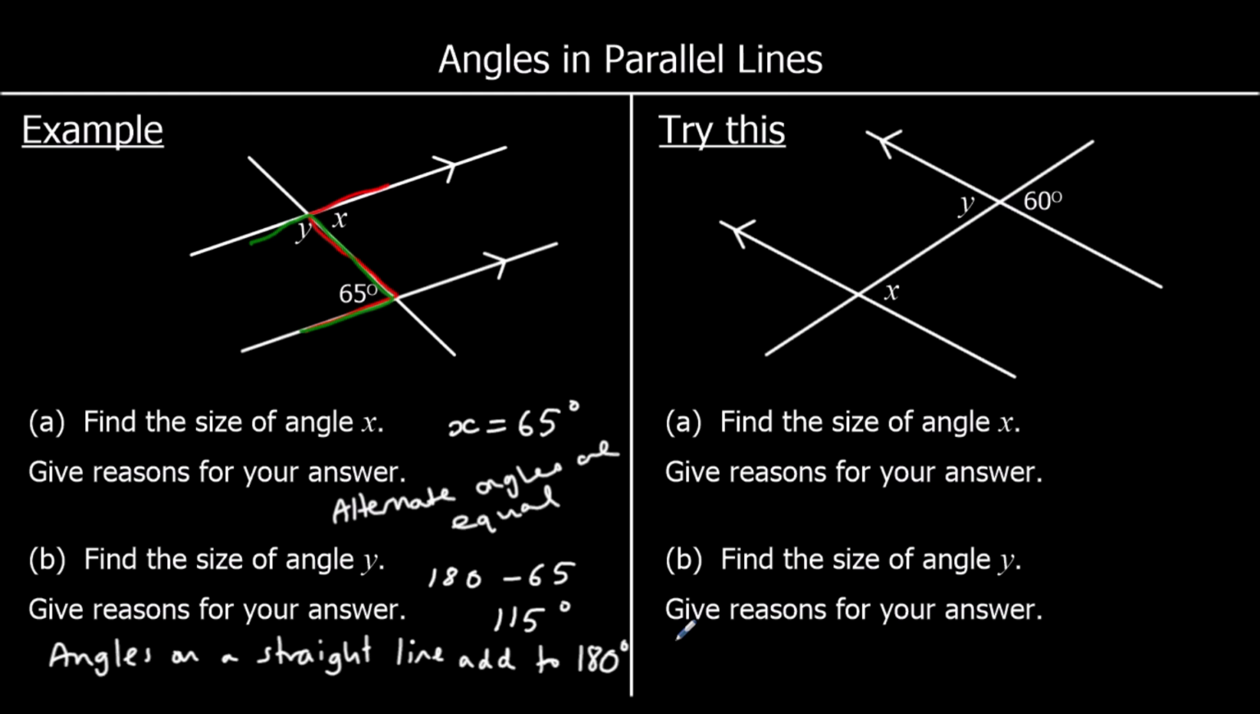Okay, one for you to try, so give it a go. So find the size of angle x. So angle x and 60 are corresponding. You can see they form an F shape. It's the same angle. X is 60. So it's 60 degrees because corresponding angles are equal.